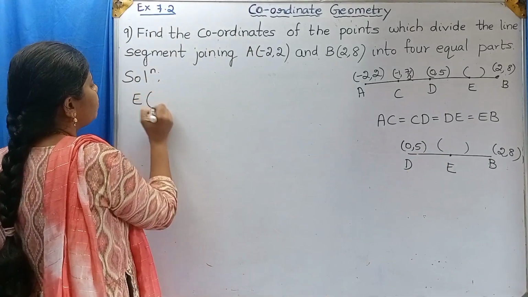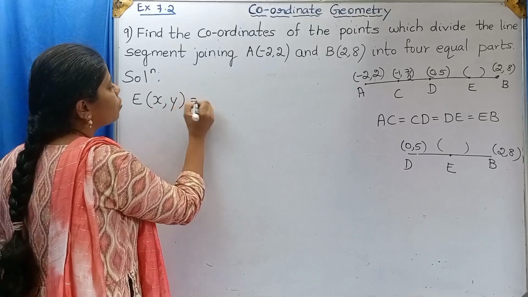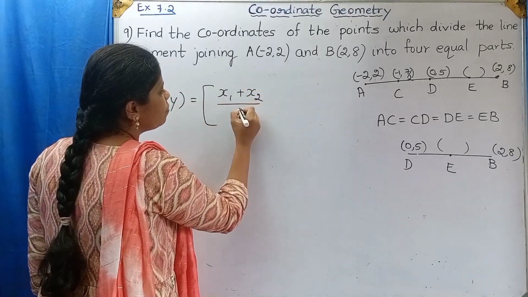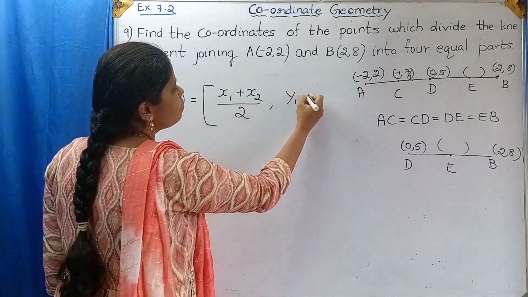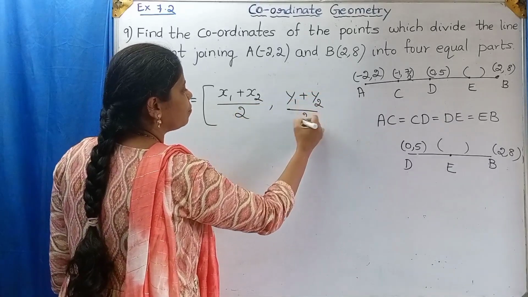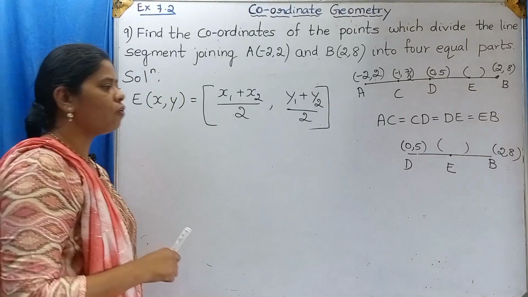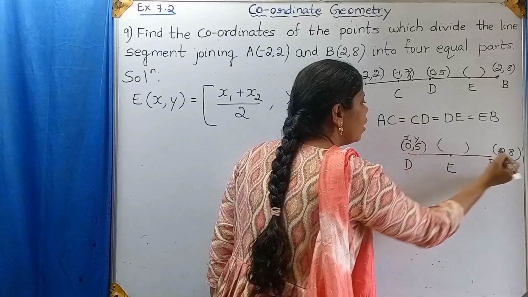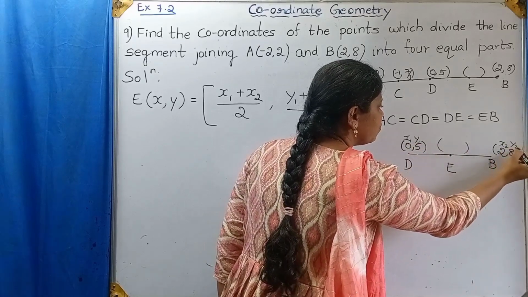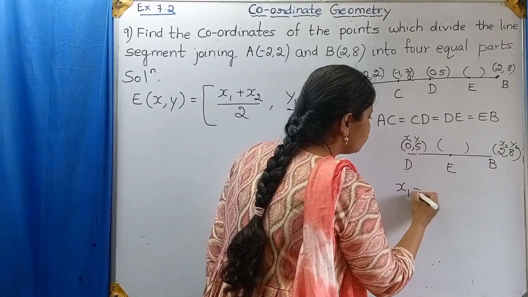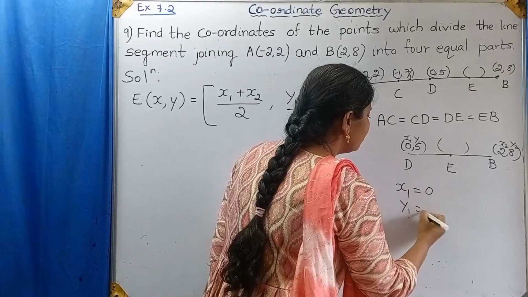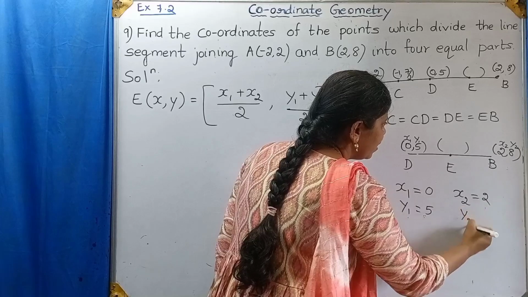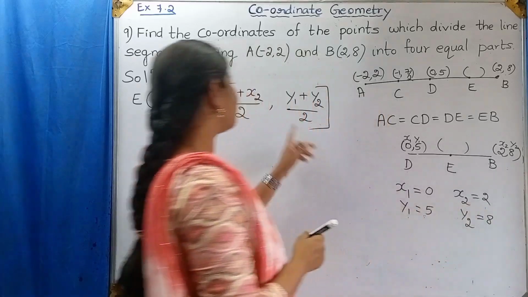So, E of xy is equal to x1 plus x2 divided by 2, comma y1 plus y2 divided by 2. This is our midpoint formula. See here, this is our x1, y1 and this is our x2, y2. Right? x1 is 0, y1 is 5, x2 is 2, y2 is 8. Let us substitute in this.